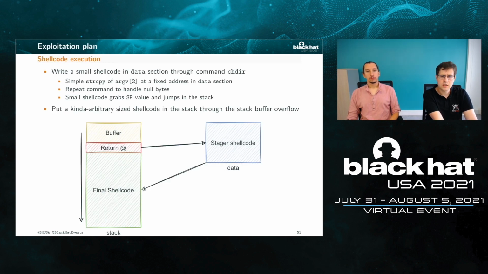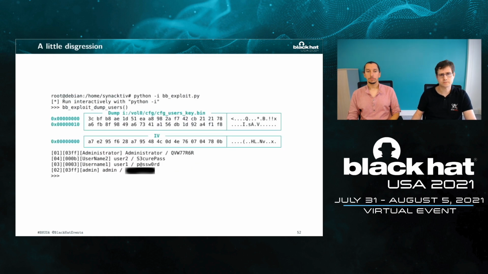So how did we exploit it? We first wrote a small trampoline shellcode in the data section of the task using another command, which is chdir. This shellcode was simply grabbing the current stack pointer value and then jumping back into the stack where our final shellcode lies. So we could, in fact, put an arbitrary size shellcode in the stack and jump to it.